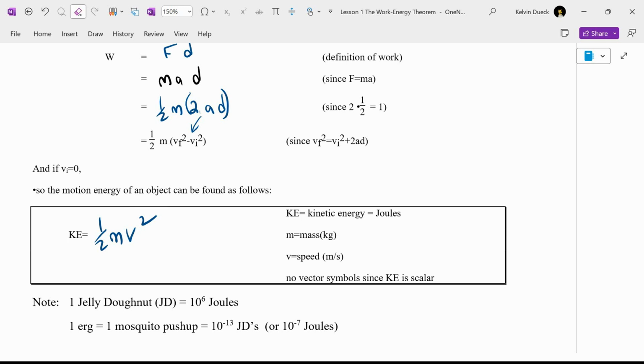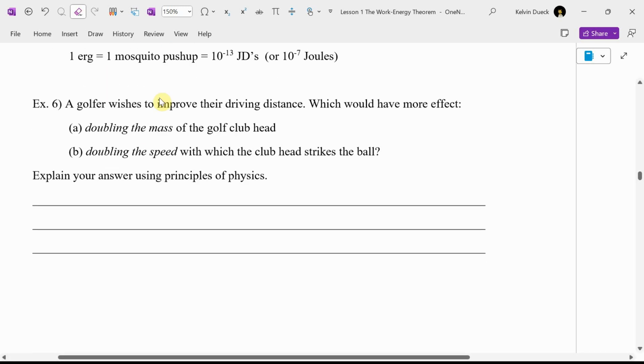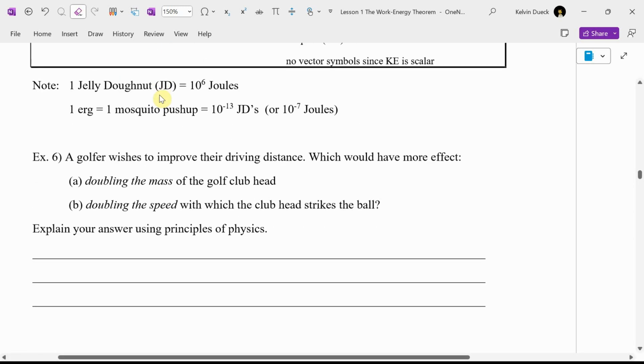1 joule is really small. My love of all things trivia: a jelly donut has about 10 to the 6th joules. There's a small measure of energy called an erg. That's about the equivalent of a mosquito doing a push-up. It's 10 to the negative 13 jelly donuts, about 10 to the negative 7 joules. It's a really, really tiny unit of energy. It's one that shows up on the atomic level when you're talking about how much energy electrons gain or lose when they're jumping shell. You don't need to know those two. That's just nerd trivia.